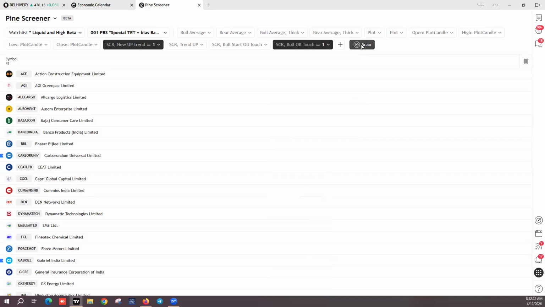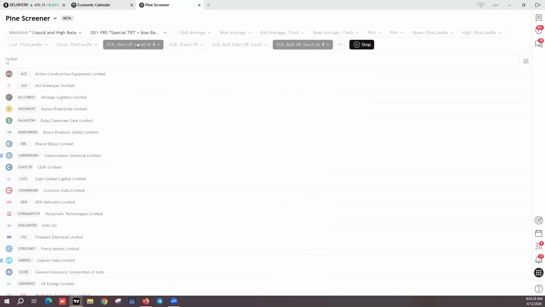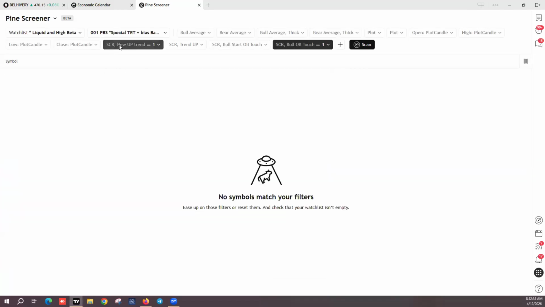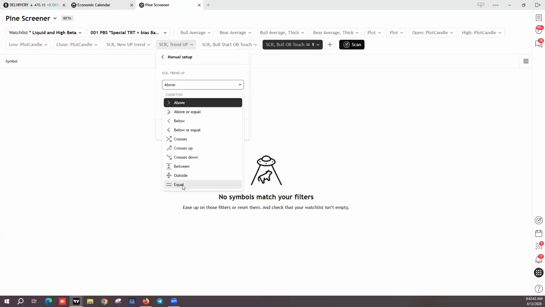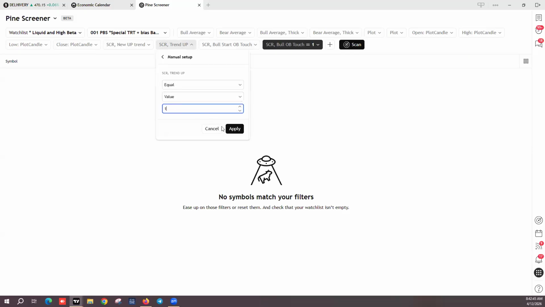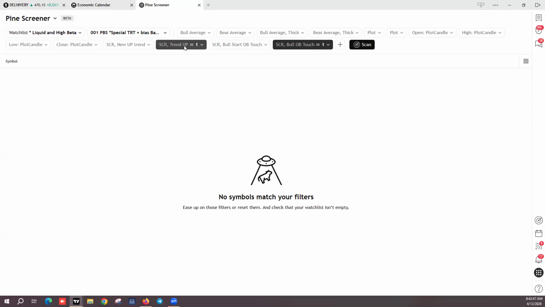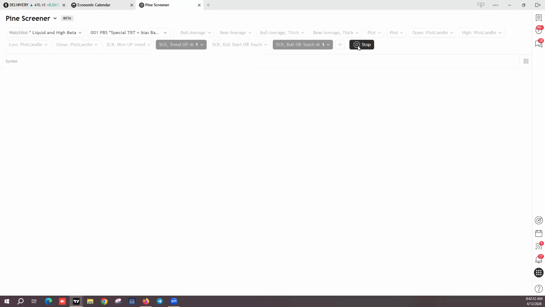This screening will give very few names. SCR new uptrend and bull OB touch, it will not have any name. I have to change the filter, because new uptrend started here, so on the same day, it's less likely to have a touch in that. So with SCR, we have to use the screener of uptrend equals 1 and bull OB touch. So buying area touch.